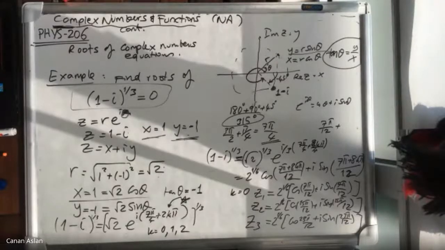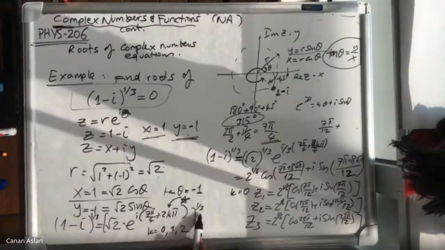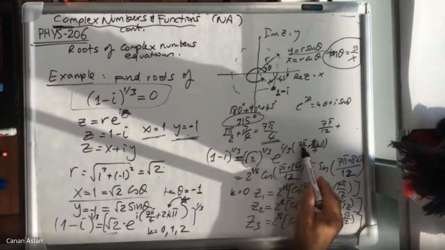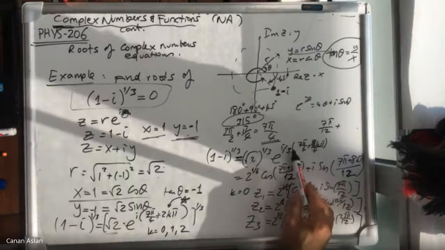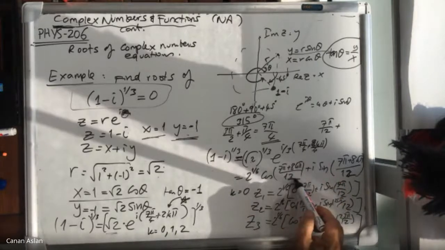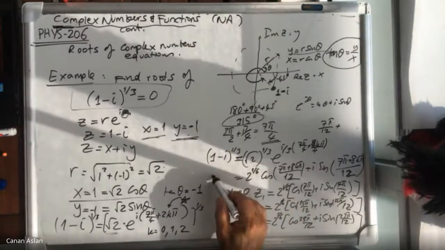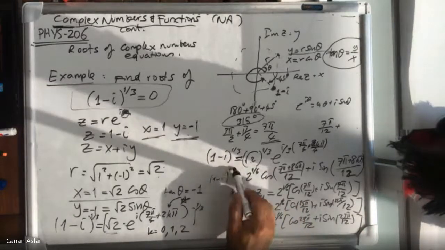After writing 1 minus I like that, all you have to do is take the 1 over third power, in other words, the cube root. To get the cube root of the right hand side is very simple. You take the cube root of the square root of 2 and of this exponential term, and it gives you square root of 2 to the power of 1/3 times e to the I over 3 times whatever the phase is. Now, if 3 is multiplying this, you get 12 on the denominator, and this is what you have. So now you have exactly 1 minus I to the power of 1 over 3.